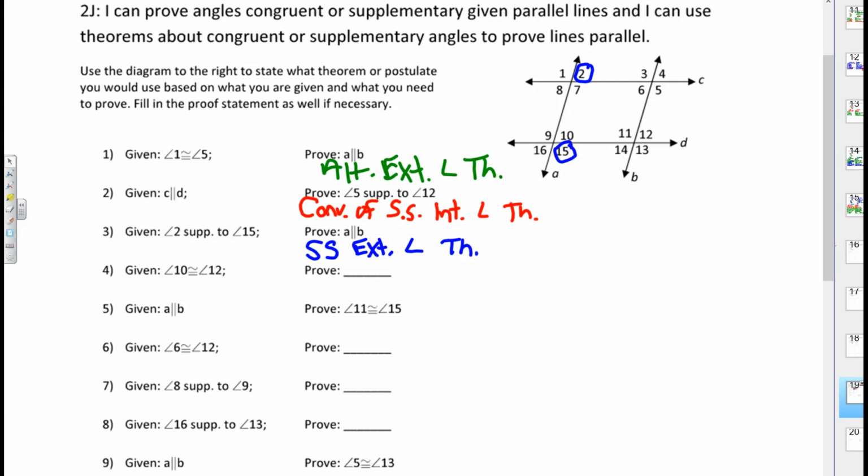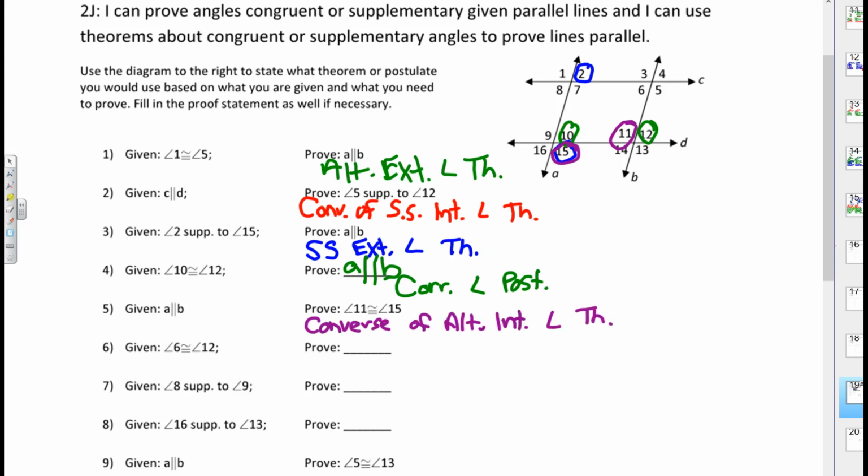If I'm trying to prove 10 congruent to 12, those are corresponding angles. And if I'm given that they're congruent, then I'm able to prove, if corresponding angles are congruent, that their boundary lines, line A is parallel to line B, the other boundary line, by the corresponding angles postulate. Whereas if I'm given that A is parallel to B, I can prove angle 11 is congruent to angle 15. Well, those are alternate interior angles, so I can prove that by the converse of the alternate interior angles theorem.